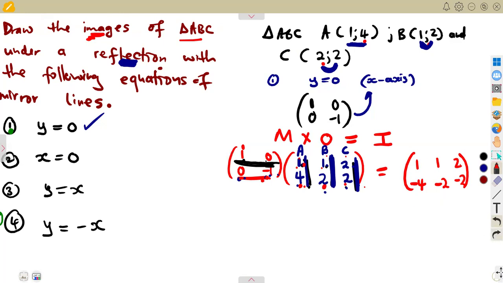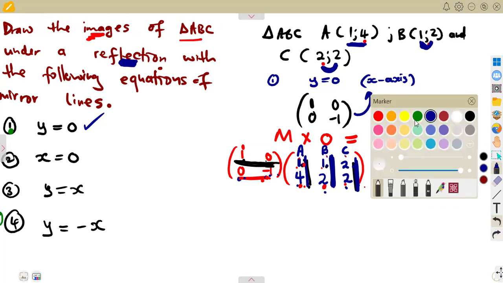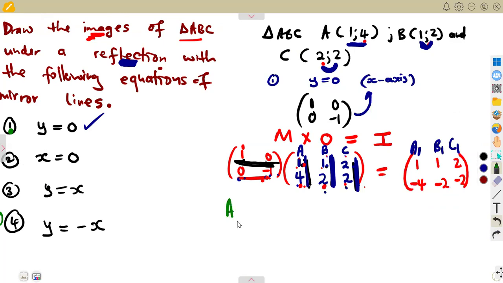This is our image. So it means this will be our A1, just like A, B, C. So this will be our B1, our C1. We can even write these as coordinates. Remember, it was A 1, 4. So if it is A1, it means A1 is what? 1 minus 4 as a point. So this is 1 minus 4. You move on to B1, just like B. It was 1, 2 when you wrote it as a matrix.